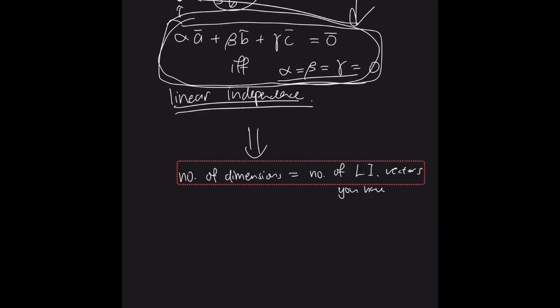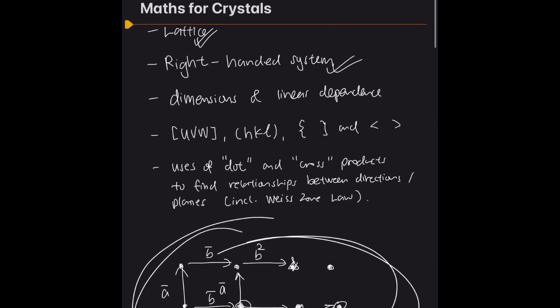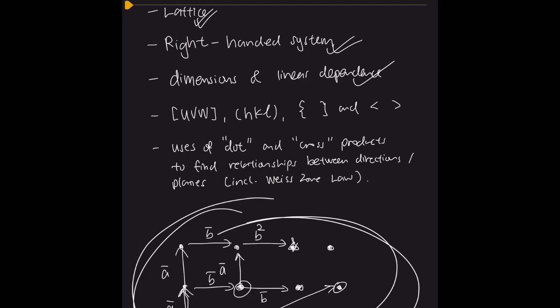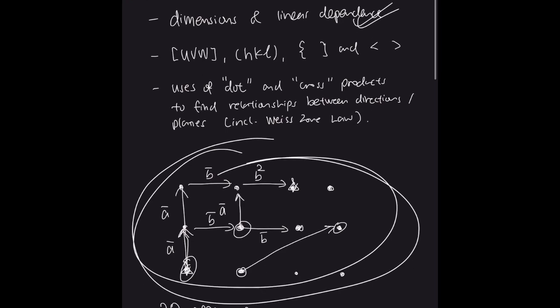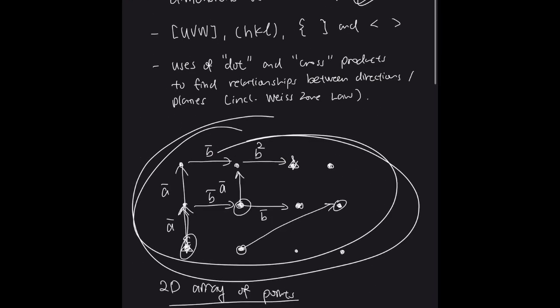I'm not going to go through dimensions that are above 3D because we don't really use them. We're not going to use them at this stage. But this is something that's quite good to know and really important in mathematics. So with this, we have covered dimensions and linear independence. Now let's move on to the interesting part. What are these notations and how do we use them?